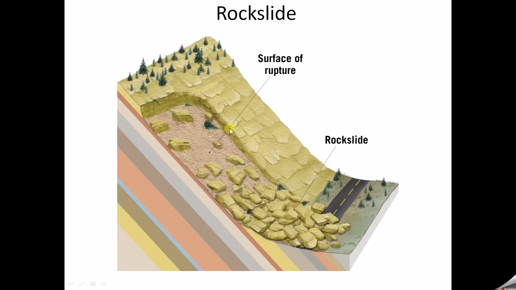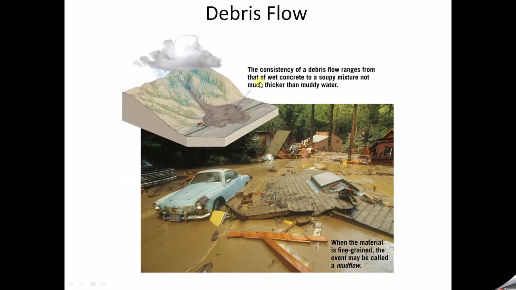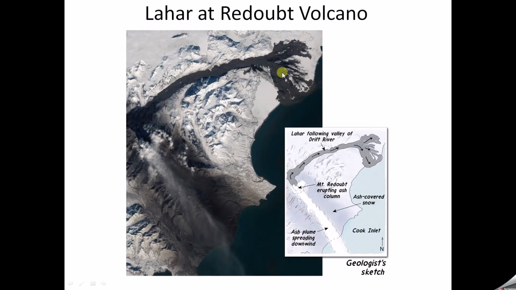Rock slide: pieces of rock detached and sliding along a defined surface called the surface of rupture. Debris flow: flowing along or confined along valleys. And if there's a lot of water, it's mud and water. With a lot of water, we can't call it mud flow. Lahar is a volcanic mud flow.